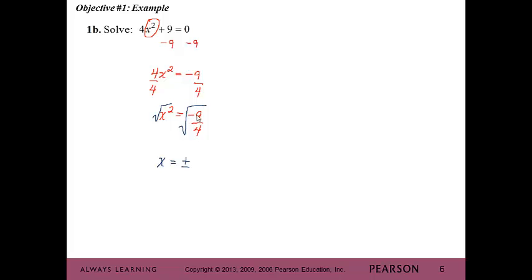Recall that when we see a negative inside the square root, the negative disappears, and on the outside is an i. And then the square root, so this is going to become i times the square root of 9 over 4. And then the square root of 9 over 4 is the same as saying 3 over 2. So x is going to be equal to plus or minus 3 over 2 i.